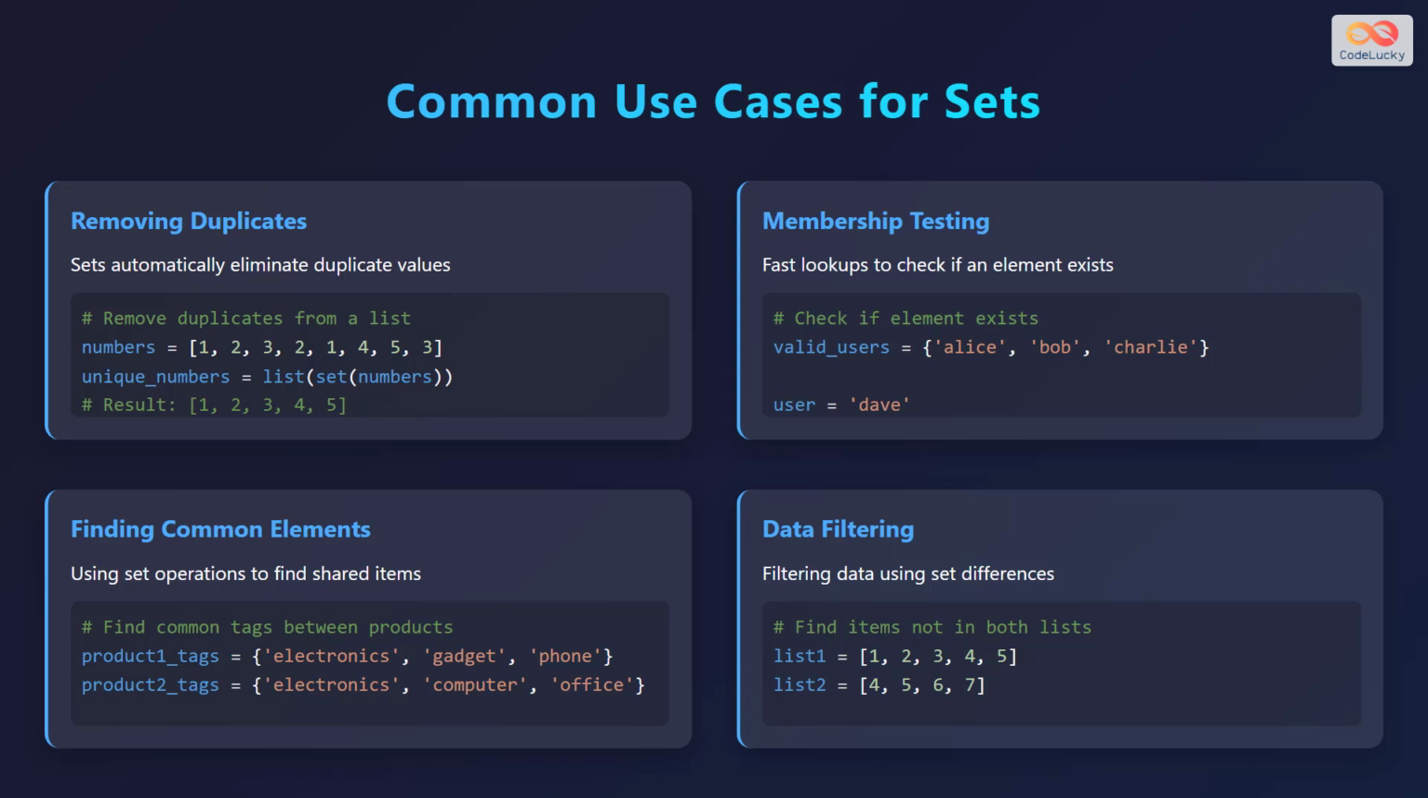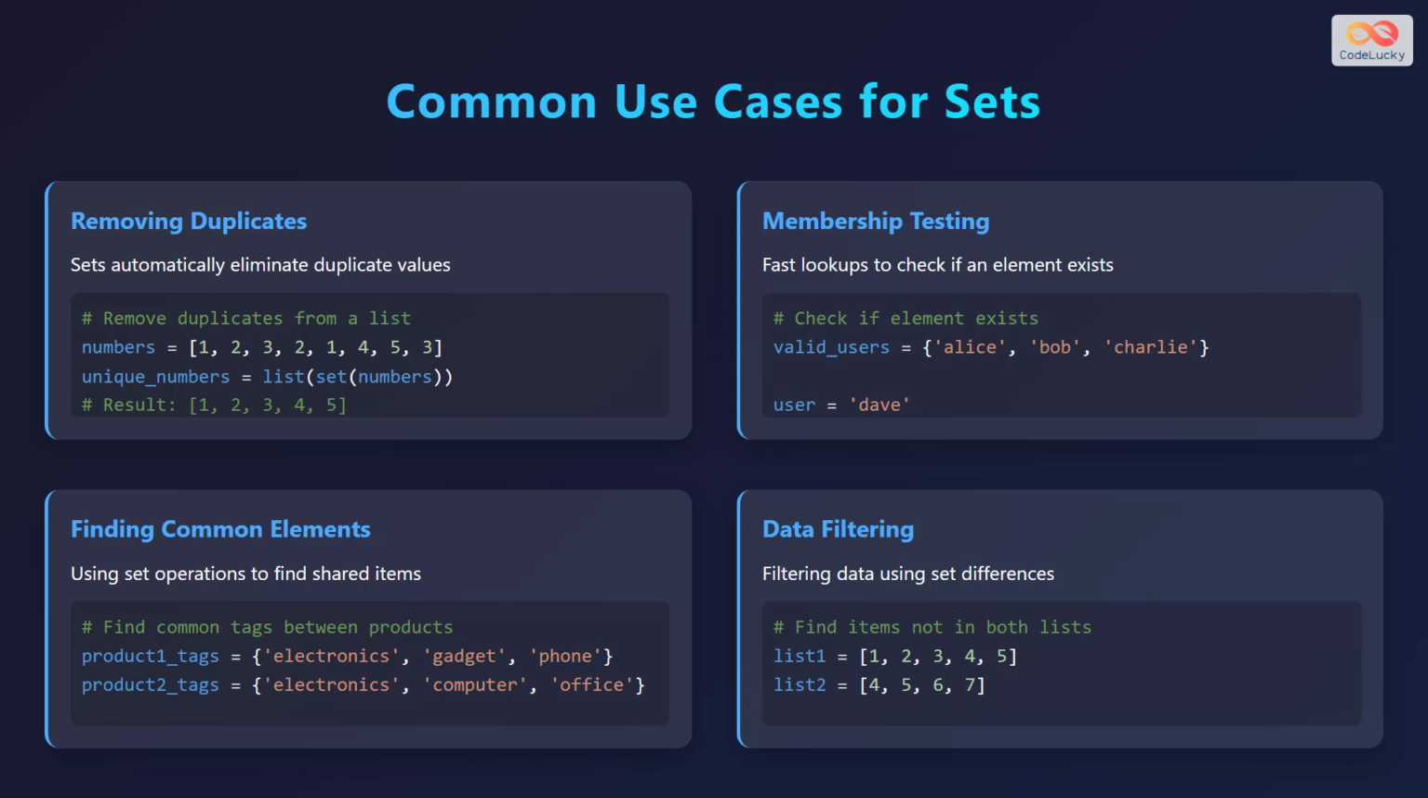Third, sets can be used to find common elements. Use set operations to find shared items between different sets. For example, product1_tags = {electronics, gadget, phone}, product2_tags = {electronics, computer, office}, common_tags = product1_tags & product2_tags.